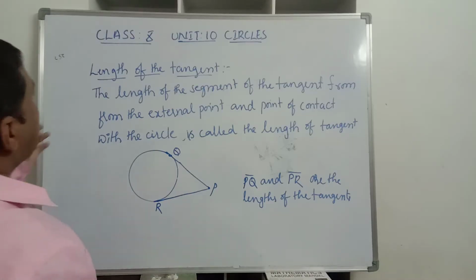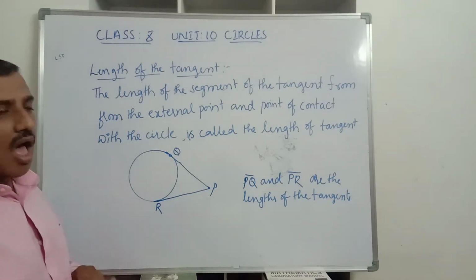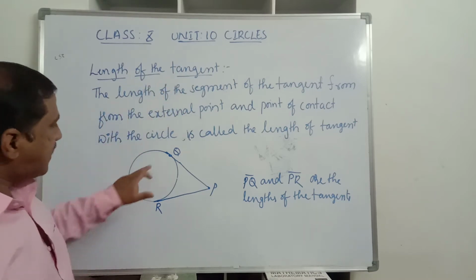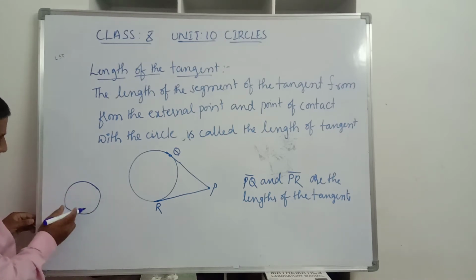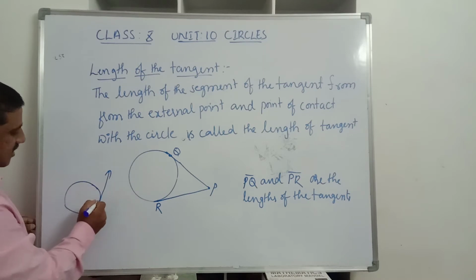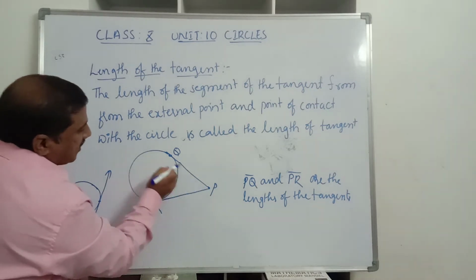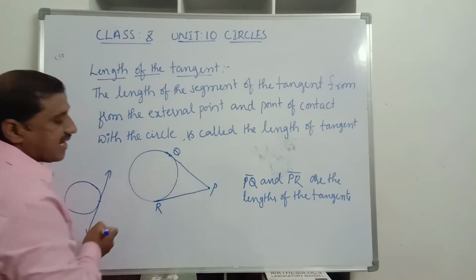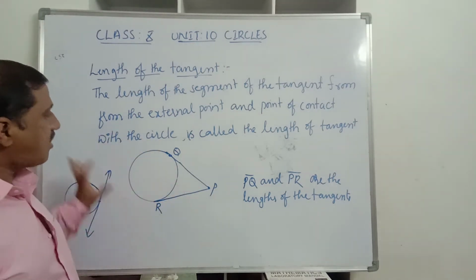Now we will discuss the length of the tangent. What is the length of the tangent? How to define it? See, if you take a circle like this, and if you draw a line, this total is called a tangent. A tangent is a line which touches the circle at only 1 point. Now this is a part of the tangent, that's why it is called a segment. PQ is one segment and PR is one segment of 2 different tangents, PQ tangent and PR tangent.